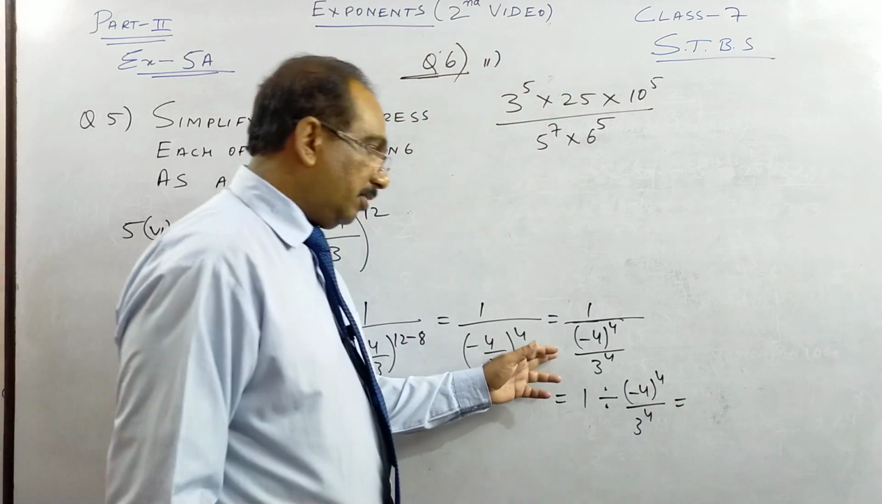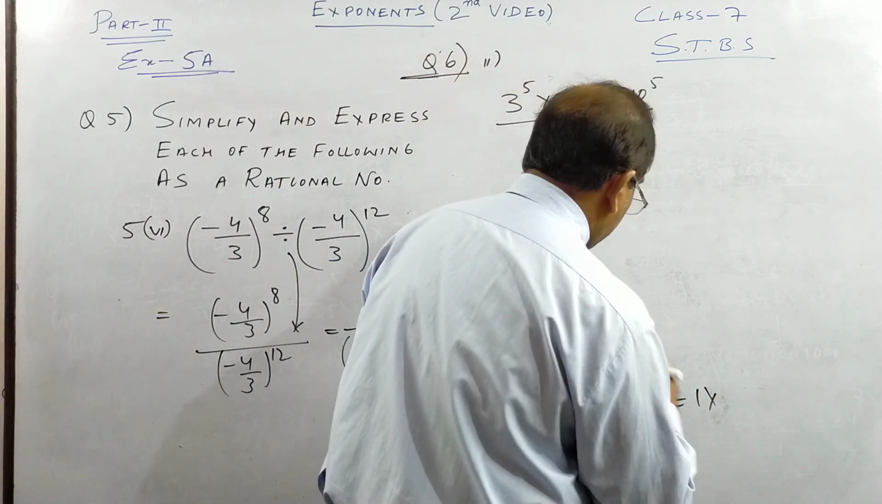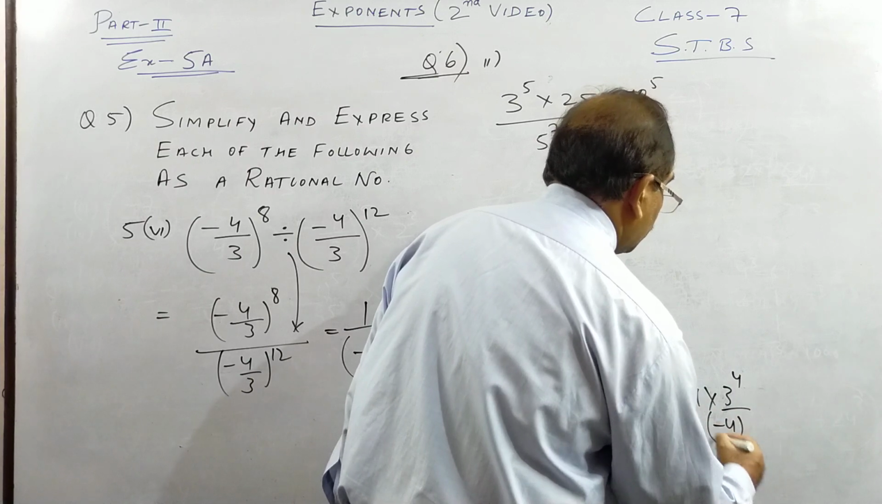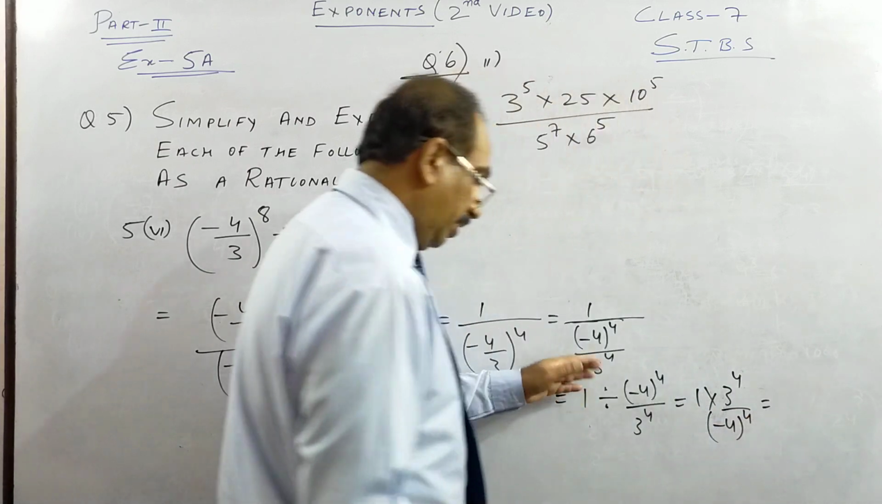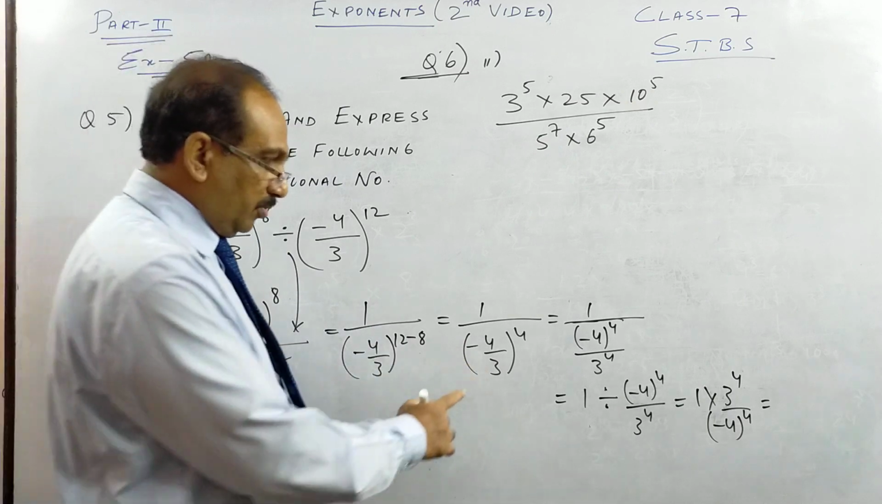Already I told you this other way, denominator goes up. So what do you see? 3 to the power 4 will go up, and minus 4 to the power 4 will come down. So here you could have done also. So one formula I have used here.